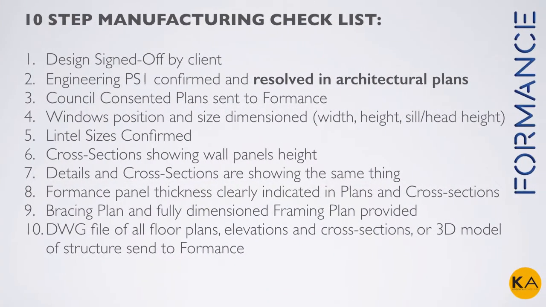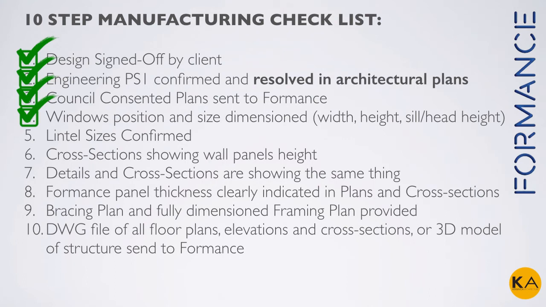So here are basically the 10 steps for manufacturing. We have to make sure we have the design signed off by the client. Second thing is having engineering PS1 confirmed, but also resolved in architectural plans, so there's no discrepancy between the two. We have to have council consented plans. Best that these are sent to Formance when you want to proceed.